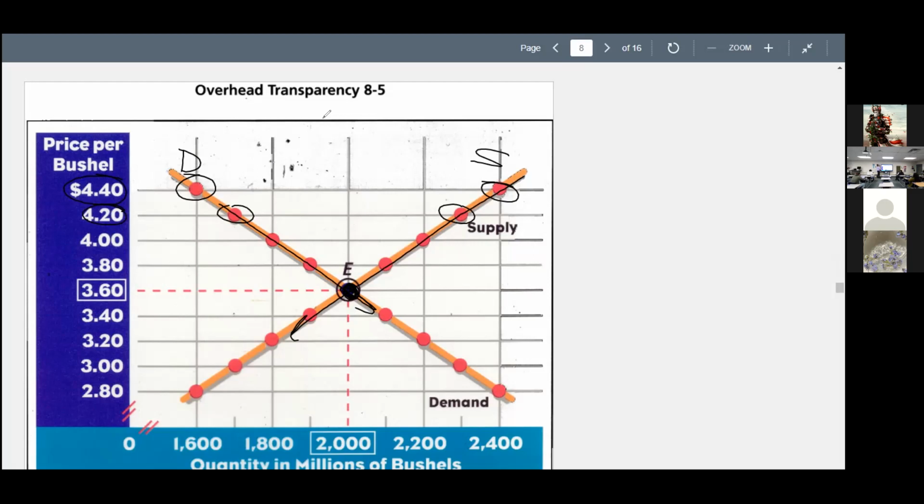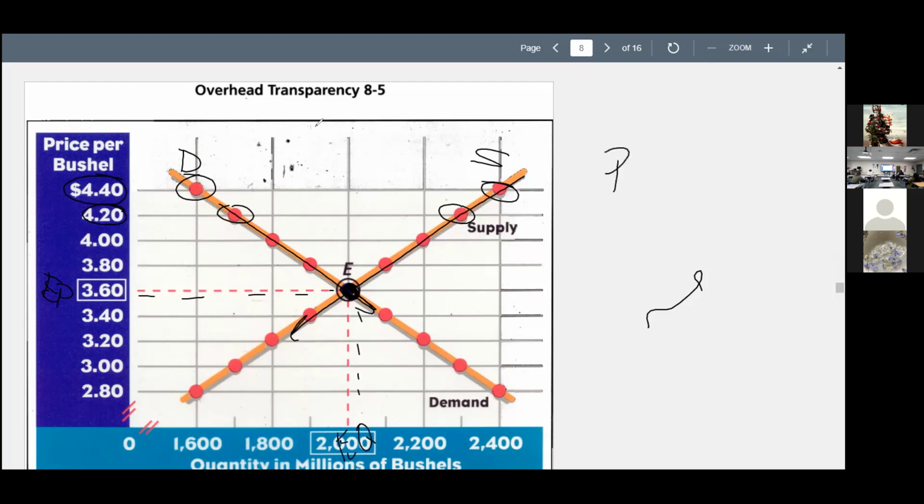So your equilibrium price right here is 360. We just get that from coming straight over. Your equilibrium quantity down here, when you look at that, is going to be 2,000. So this here is equilibrium quantity. And that's all that it's telling us for every point on our market schedule.